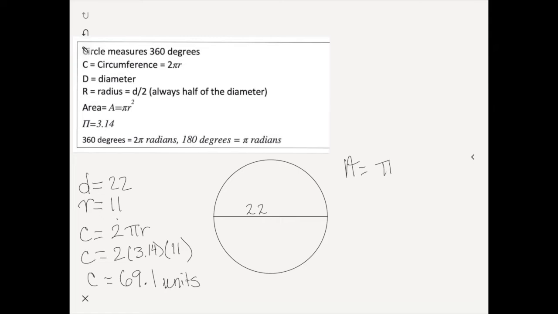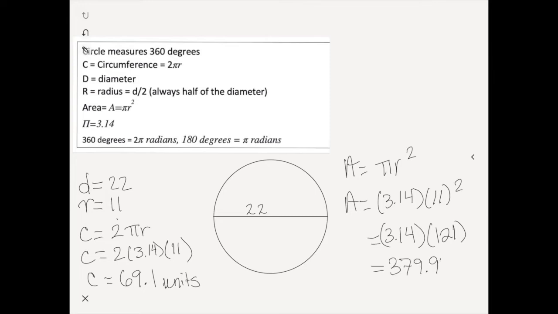Now let's find our area. A is pi r squared. So my area is going to be equal to 3.14 times 11 squared. 11 squared is 121. So 3.14 times 121. And that's going to give us 379.94 units squared. And the reason why I'm using units is because I don't have a unit of measurement. So whenever you don't have a unit of measurement, you can just put units squared. If you have inches or feet or centimeters, then you can use that. But I'm just using units because I don't know what it is.